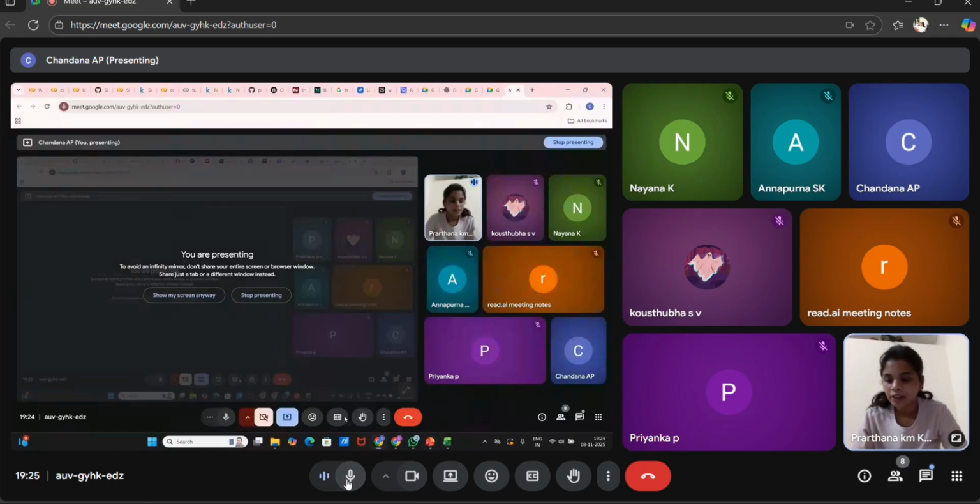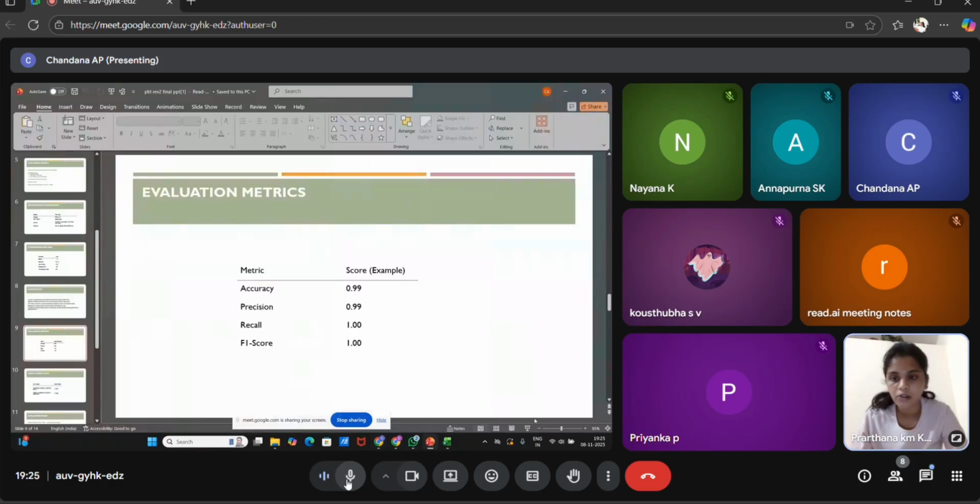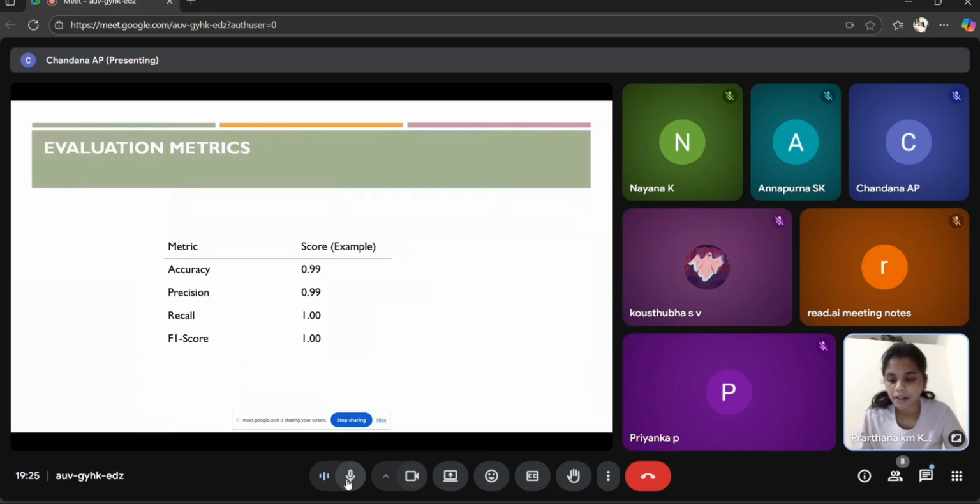Now I am going to explain the performance of our fake news detection model using standard evaluation metrics: accuracy, precision, recall, and F1 score. Accuracy measures how often the model gives the correct prediction. And for accuracy, we got that out of all predictions, 99 percent were correct.